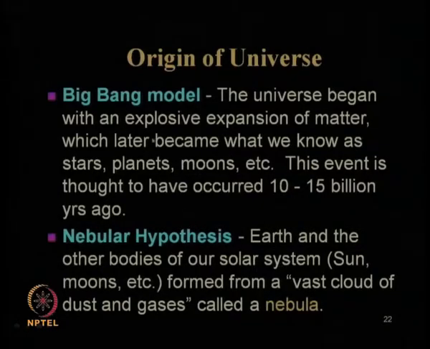Now, this event of the Big Bang is thought to have occurred about 10 to 15 billion years ago. So this is one theory, one hypothesis or model, behind the origin of the universe. The second hypothesis is called the nebular hypothesis. It says that Earth and the other bodies of our solar system, like the sun, moon and other planets, were formed from a vast cloud of dust and gases which is called a nebula. That is why it is called the nebular hypothesis.